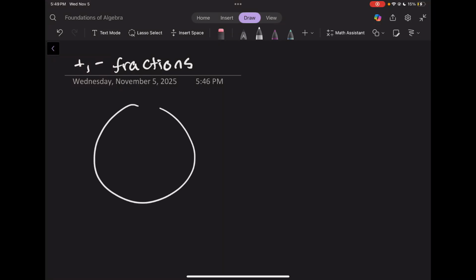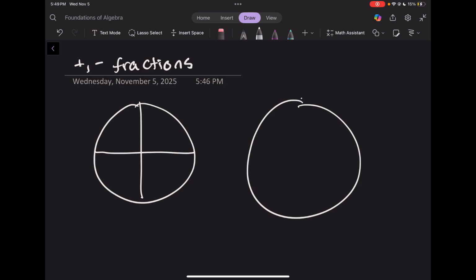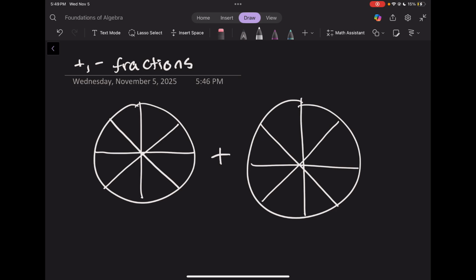Let's say we have a circle cut up into 4 pieces, and then we have another circle, but this time this one's cut up into 8 pieces. Technically speaking, we can add these two things together, but it makes it a little hard to do. So what we can do is break this one up into eighths, and then count how many eighths that we have.